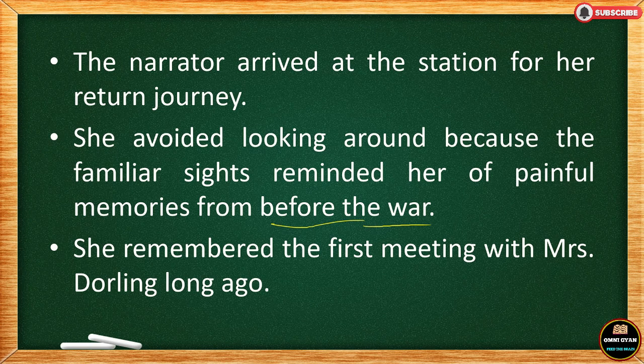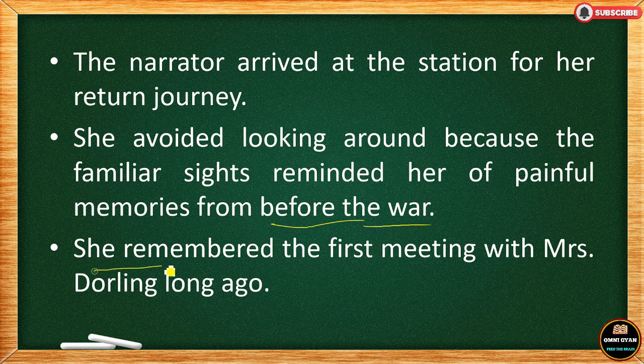Now you see, the same thing is happening with the narrator also. She had suffered, she had a very painful experience. She had a lot of painful memories from the Second World War. So that is why she avoided looking around, because she felt that looking around would make her remember the past, painful experiences. That is why the narrator did not look anywhere else. She just put her head down and concentrated on her thoughts.